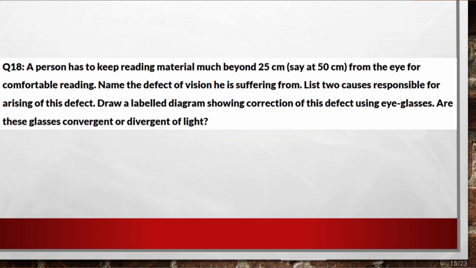The next question. A person has to keep reading material much beyond 25 cm, say 50 cm from the eye, for comfortable reading. Name the defect of vision he is suffering from. List 2 causes responsible for the arising of this defect. Draw a labelled diagram showing correction of this defect using eyeglasses. Are these glasses convergent or divergent of light?